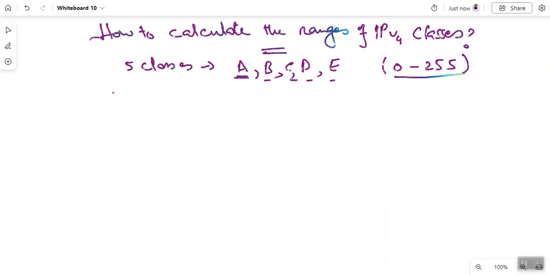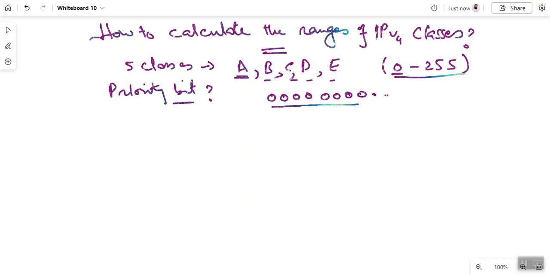For that purpose we are using the priority bit concept. What is a priority bit? The priority bit is a constant bit of the first octet, the leftmost bit. What does it mean? We have the first octet value here, that is our first IP address, and this is the first octet. All other octets we have not written here; these are the other 3 octets. The priority bit is the leftmost bit of the first octet.